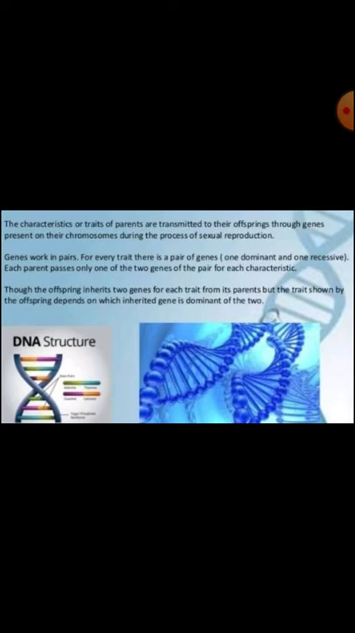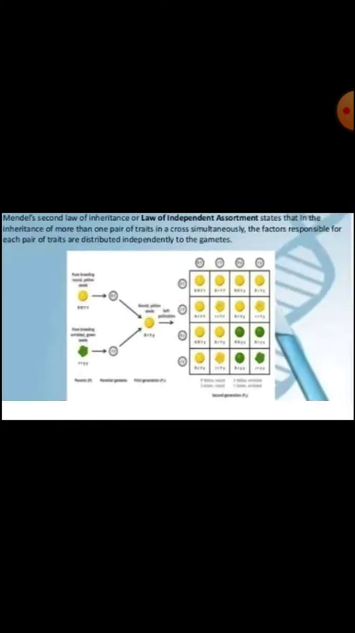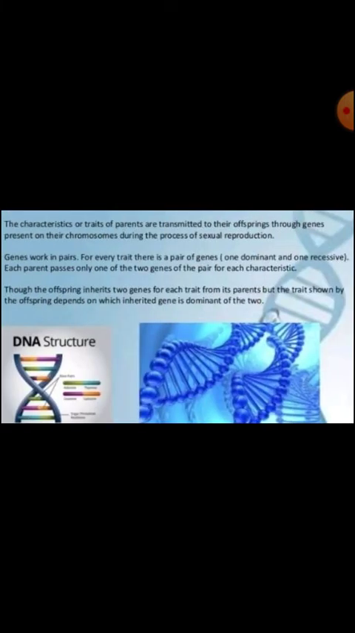Genes work in pairs. For every trait, there is a pair of genes. So whatever traits are in the organism, each and every trait has a pair of genes. In a pair of genes, one is the dominant character and one is the recessive character. Whichever gene is dominant will get expressed, and this is also known as the law of dominance.